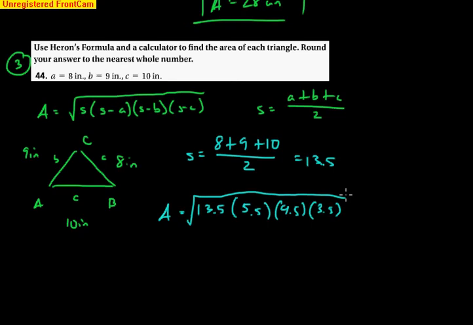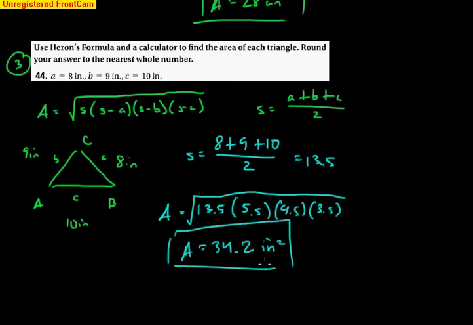So I'll do the square root of 13.5 times 5.5 times 4.5 times 3.5. And I'll close my parenthesis. And I get, rounded to one decimal place, 34.2. And that is going to be inches squared. So again, Heron's formula, I'll have it on the board, you just got to be able to plug in the numbers. Make sure you do the note card though.